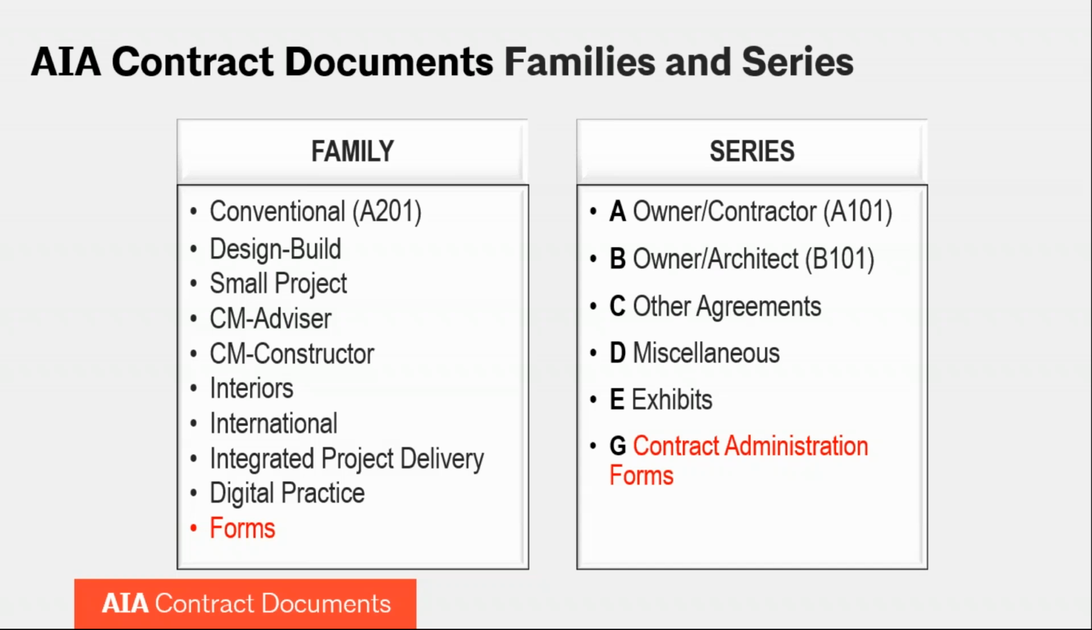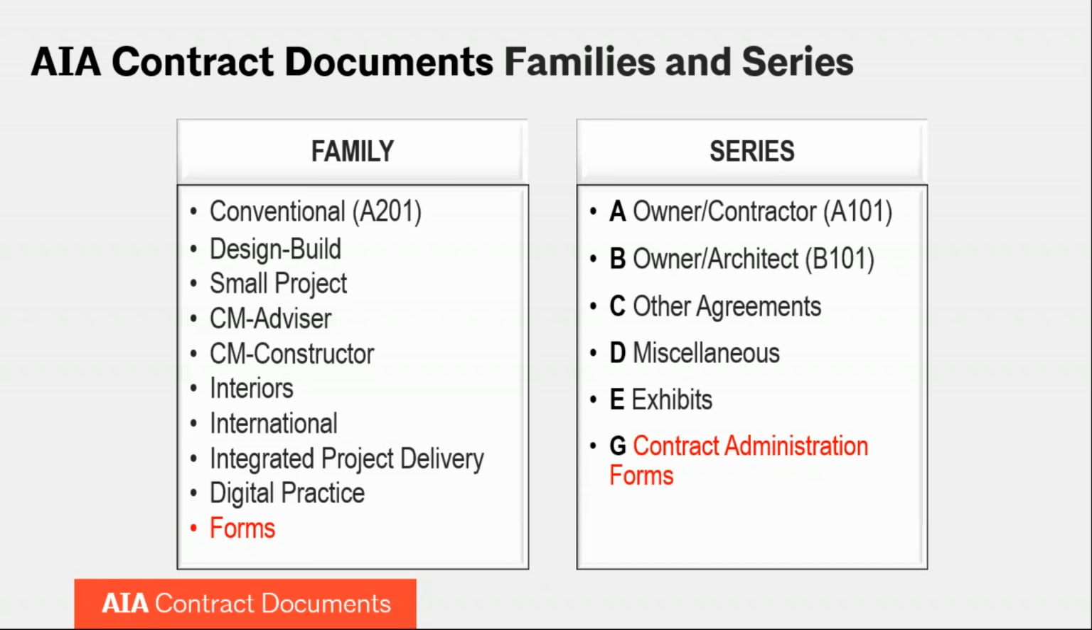And this slide shows the breakdown of how our documents are structured. They're structured by family and series. So we have a number of different families of documents, mostly focused on the delivery model. Conventional design-bid-build, design-build, CM advisor, constructor, and so on. And then within each of the families, we have series of documents. So it begins with an A, it's an owner-contractor agreement. B is owner-architect agreement, and so on.